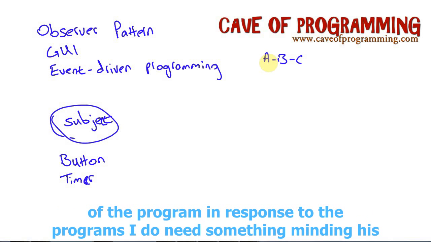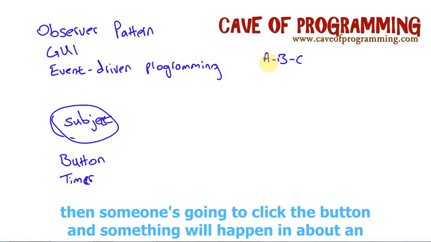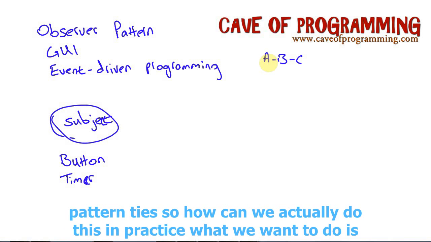So the program's doing its own thing, minding its own business, processing input and other stuff. It's doing whatever it's doing, and then someone's going to click the button and something will happen in the button object that it then has to respond to. That's event-driven programming, and this is where the observer pattern applies.